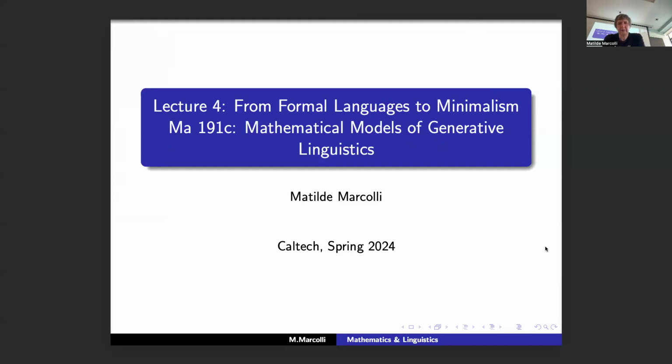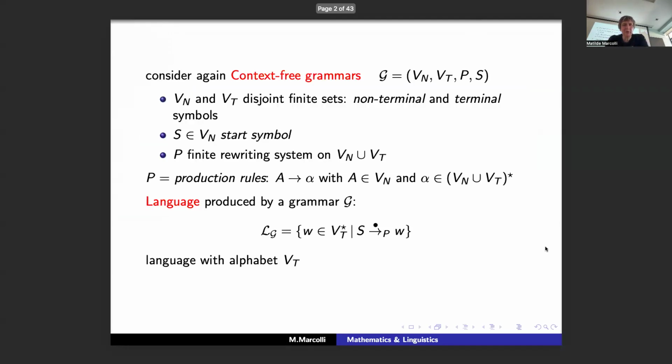All right, so as I said, at this point we are at around the end of the 60s or something like this. So, moving forward, let's see what the idea was to go from this picture with formal languages to the picture with transformational grammars. Let's take a step back to the context-free class.